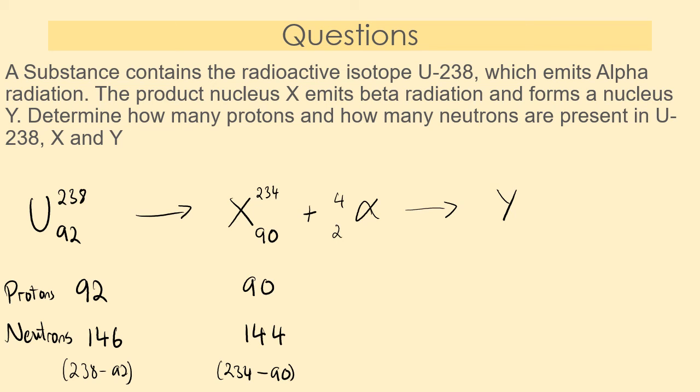And my product X would turn into Y by beta radiation. So this is where I've got to add my beta particle, so slightly more confusing. I've got my electron with the minus one there. Now with beta radiation, we'll hopefully remember that my number of protons increases, my mass number stays the same. So I've now got one more proton, and I've got the same mass number. So my protons here, I've now got 91 protons. And to work out my number of neutrons, I'll do 234 minus 91, and that will give me 143. I've now done that and worked it out.